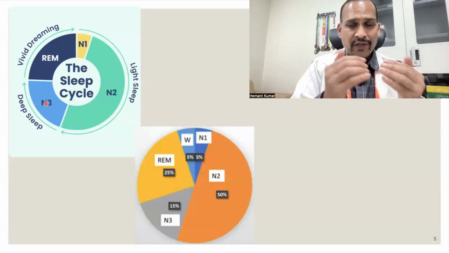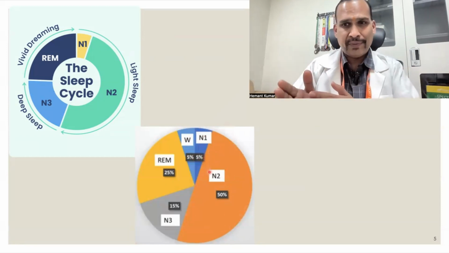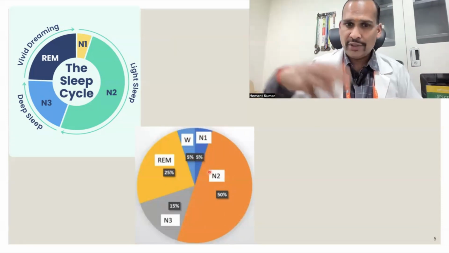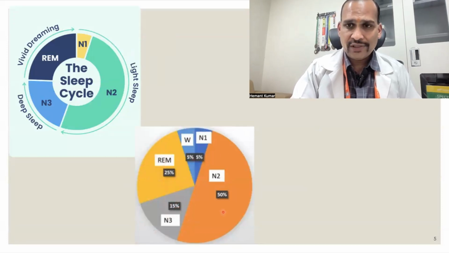So what is the percentage? N1, superficial sleep, is 5%. Maximum, 50%, is N2, medium sleep, neither superficial nor deep. Deep sleep N3 is 15% and REM sleep is 25%. So this is the whole cycle of around 1.5 hours.